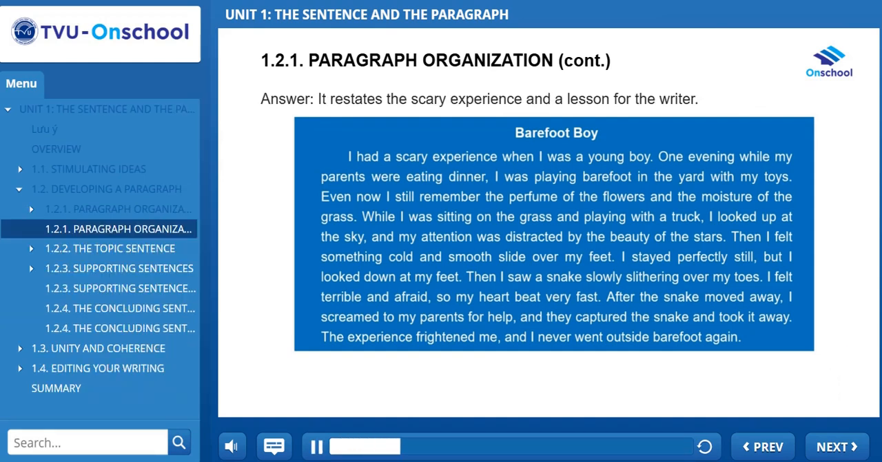The last sentence restates the scary experience and a lesson for the writer, which is never going outside barefoot.